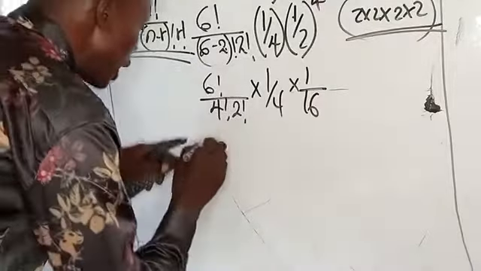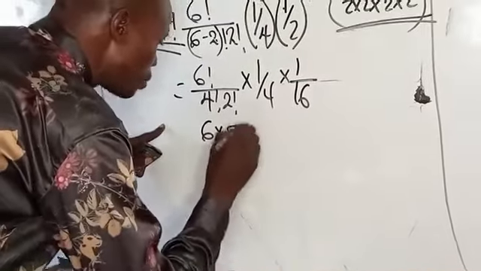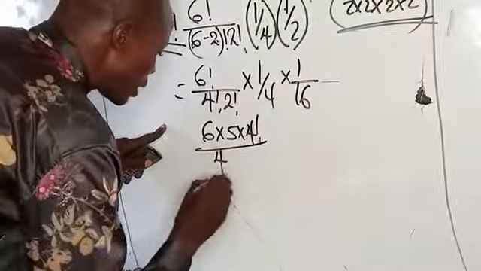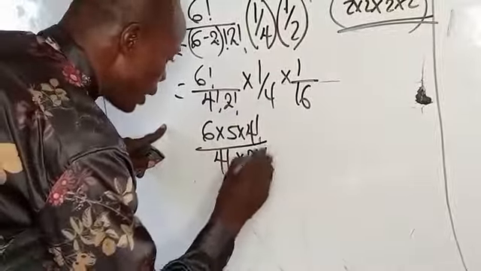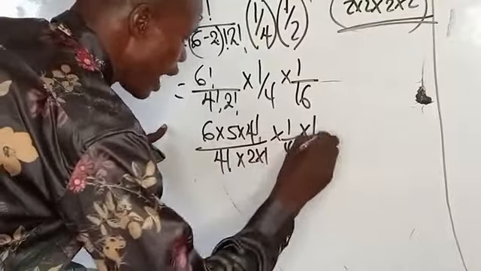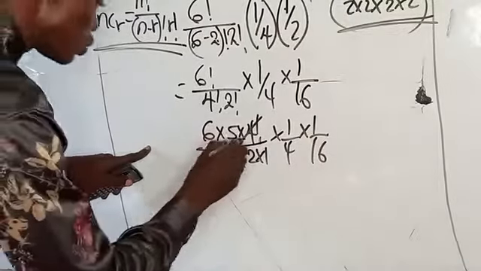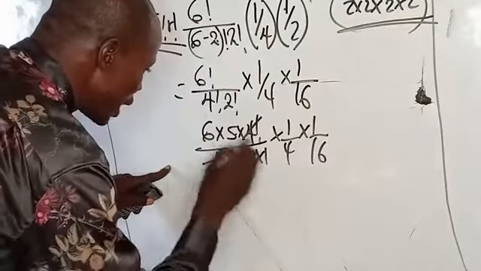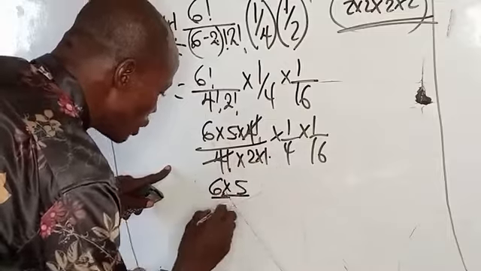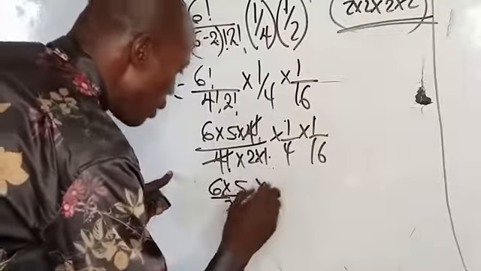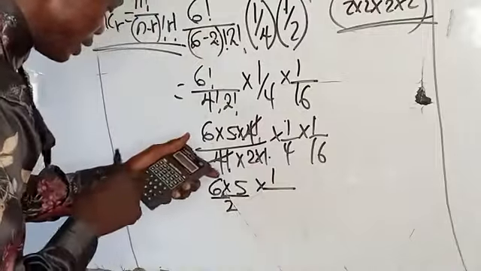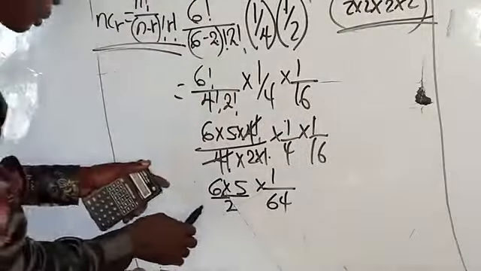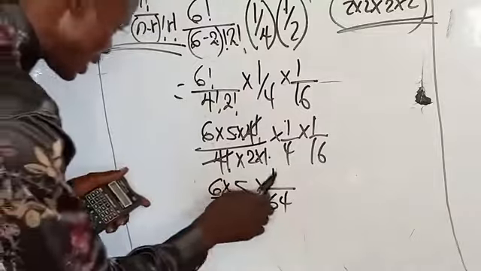Now, 6 factorial is the same as 6 times 5 times 4 factorial. Since we have 4 factorial in the denominator, we may choose to stop at 4 factorial over 4 factorial times 2 factorial, which is 2 times 1, times 1 over 4 times 1 over 16. If 4 factorial cancels 4 factorial, you'll be left with 6 times 5 over 2 times 1, times 1 over 4 times 16. 4 times 16 gives us 64. So, 6 times 5 is 30.